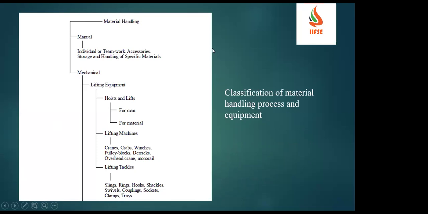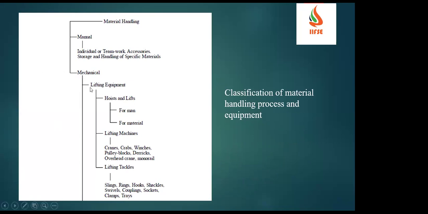So if you can see here, this is the major classification of material handling. As we saw yesterday, manual material handling we have covered: individual or teamwork, accessories, or storage and handling of specific materials, maybe different types of materials.